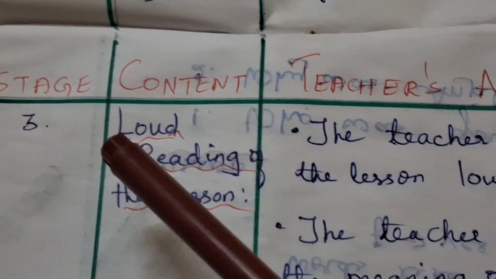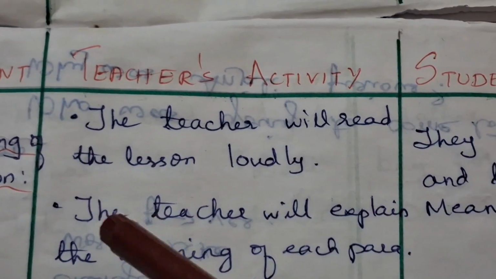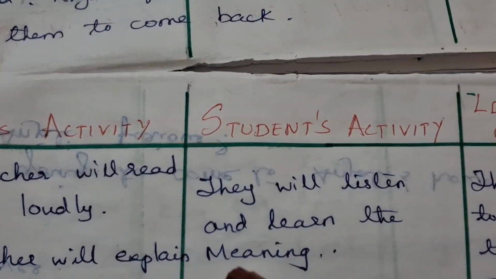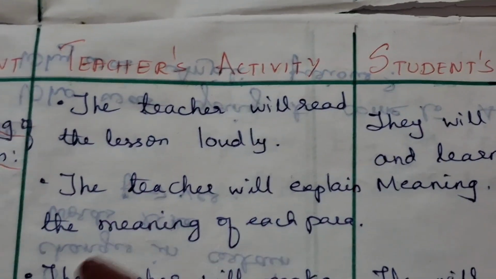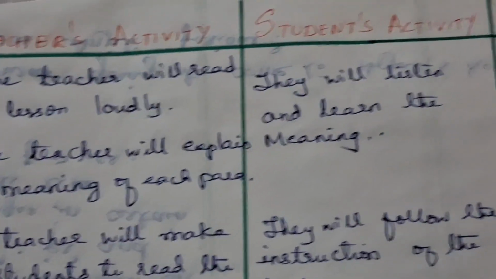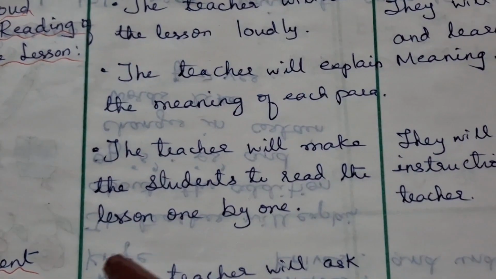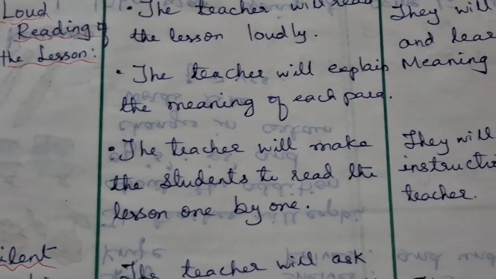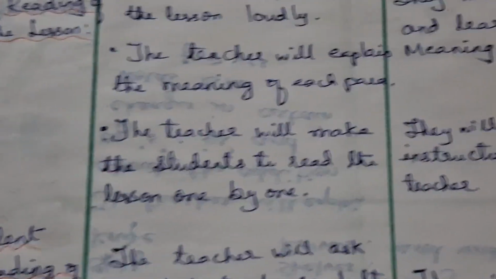Stage 3, loud reading of the lesson. The teacher will read the lesson loudly. They will listen and learn the meaning. The teacher will explain the meaning of each para. After reading it will be explained, so they listen and follow the instructions of the teacher. Accordingly you have to give. The students also read the lesson one by one. The chance will be given for the students to read one by one. They also stand up and read.